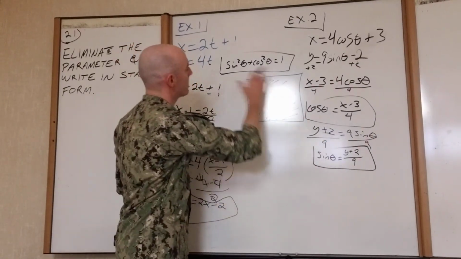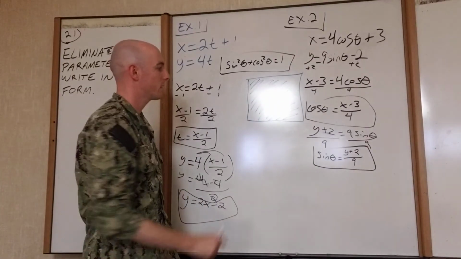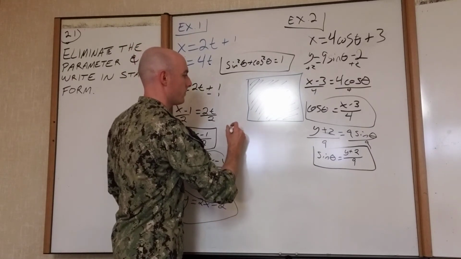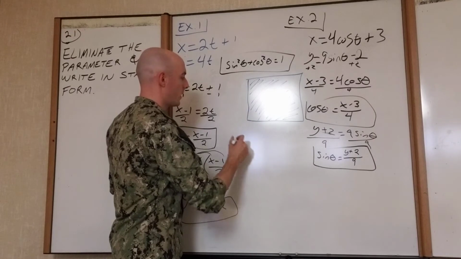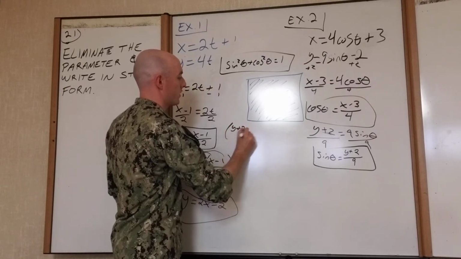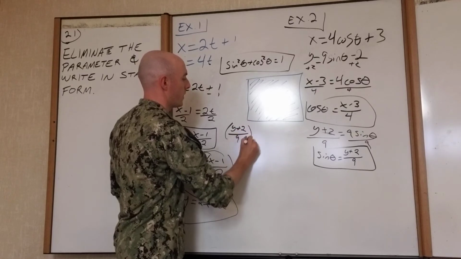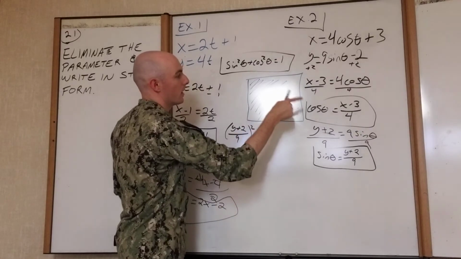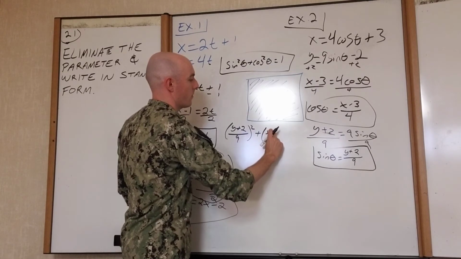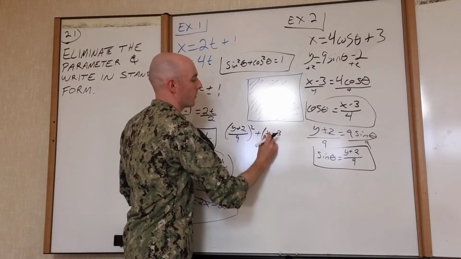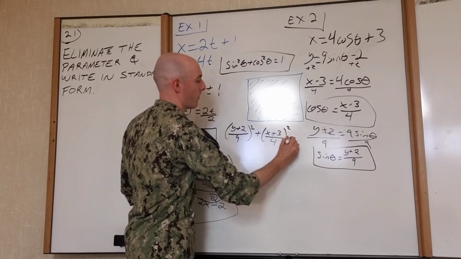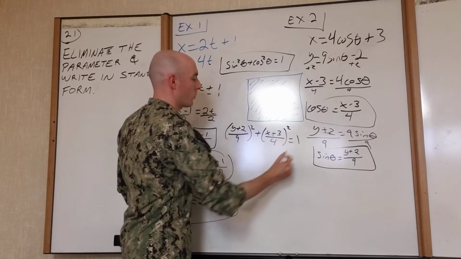Then we can plug these into this Pythagorean identity. So it would be, start with sine: ((y plus 2) over 9) squared plus ((x minus 3) over 4) squared equals 1.